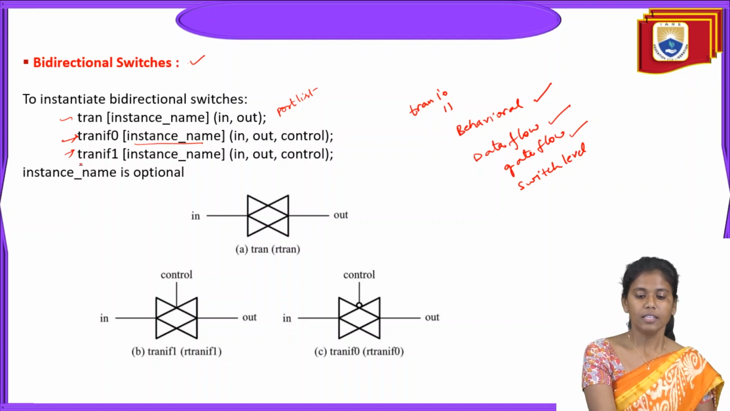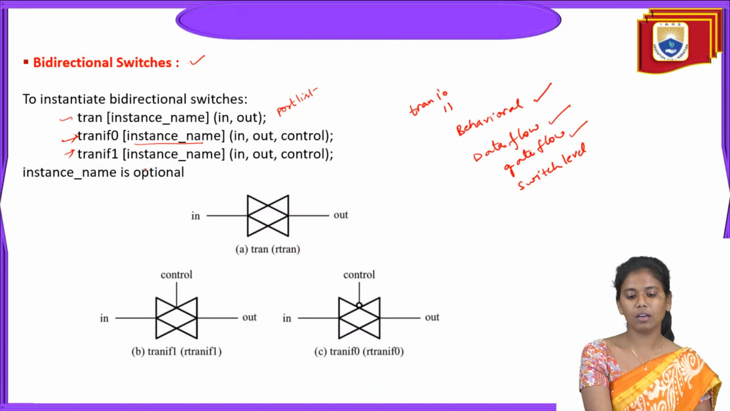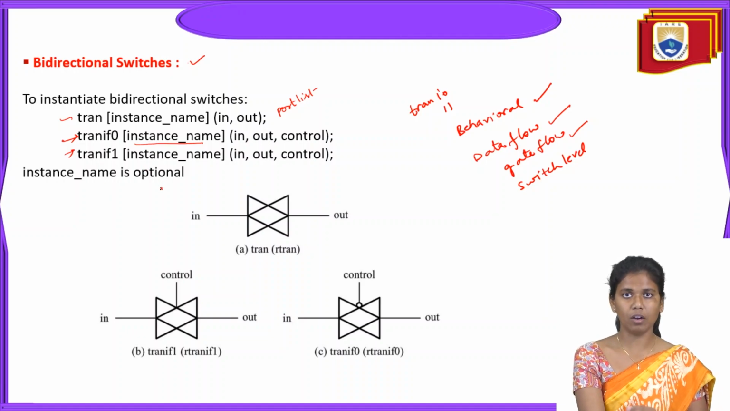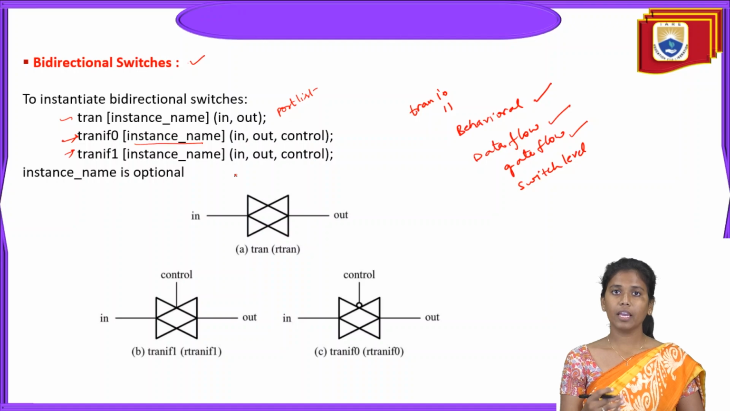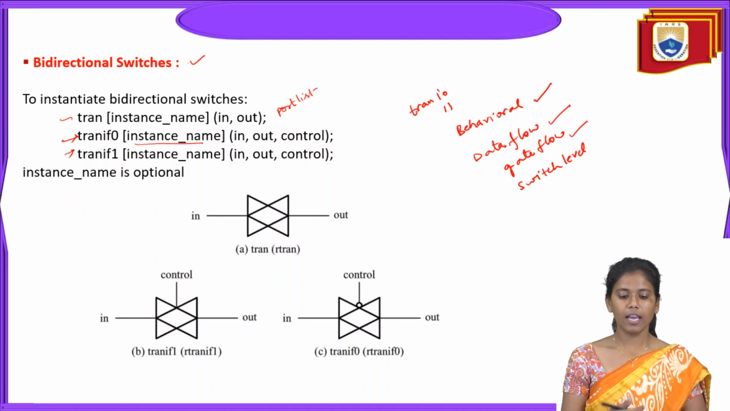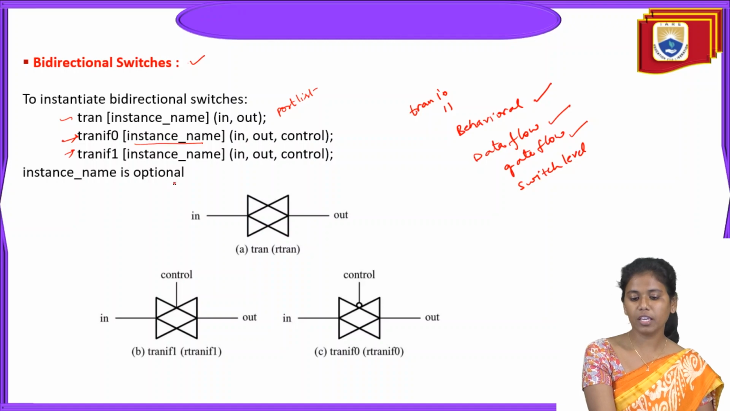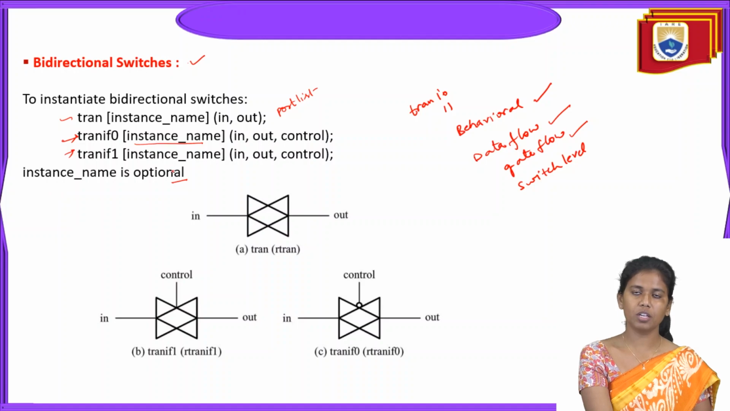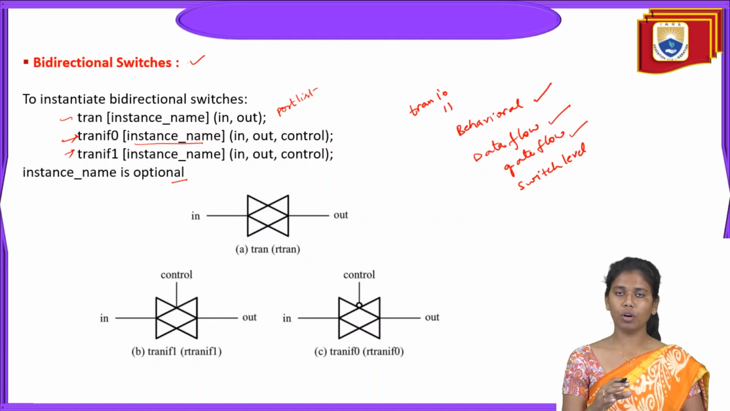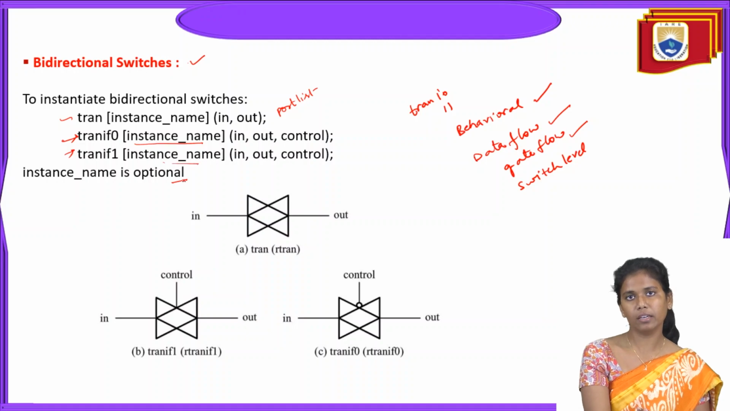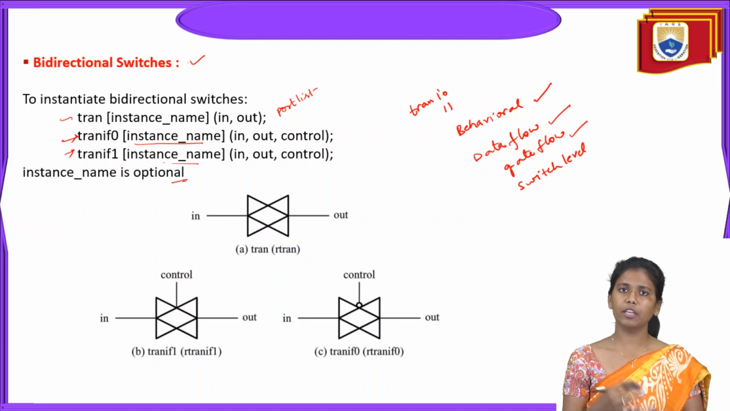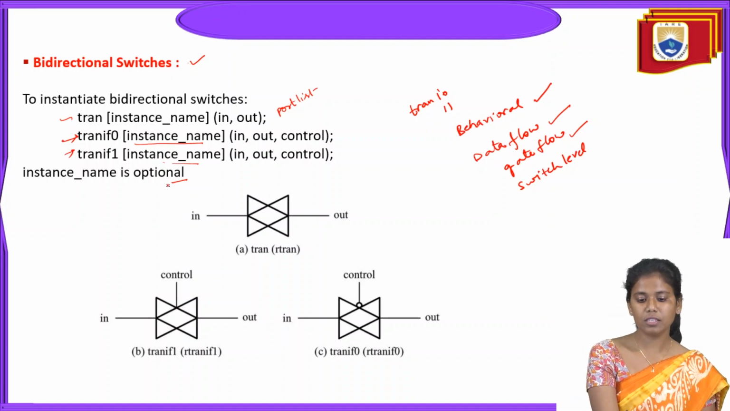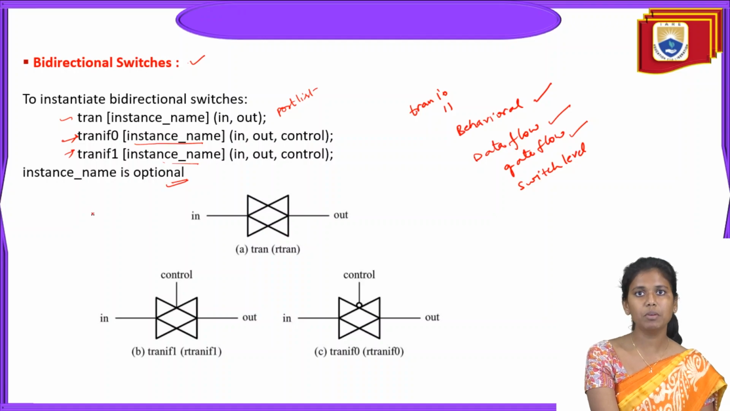Then the third statement goes with tranif1. Tranif1 is followed by the instance name, again optional, and then the in, out, and control signals, right? The instance name is optional. The statement here clearly shows that it doesn't matter if you don't write it in the code, and it doesn't matter if you do mention the name of that particular gate as well. So the instance name is optional.